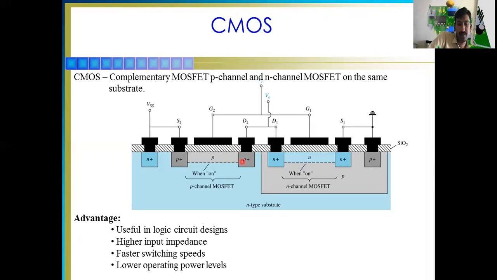Sometimes they call it the body. Why do they call it the body? Because we are using insulation material as a substrate, right? Yes, so that's why. Okay, now here see the CMOS: P channel and N channel MOSFET on the same substrate.